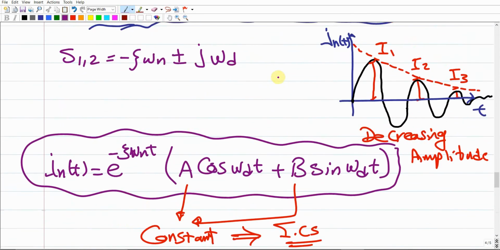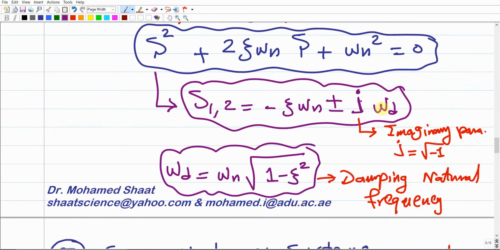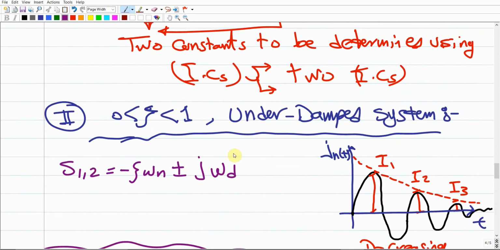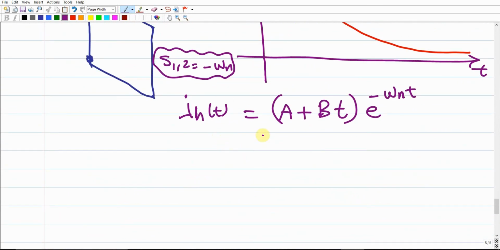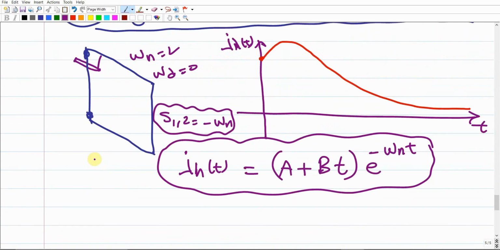The roots S1 and S2: omega d will be 0 when xi equals 1, and xi is already 1, so this is going to give us negative omega, and the two roots will be equal. S1 will be equal to negative omega. If we plug these roots into the trial function, we're going to end up with this expression for the current for the case that xi equals 1.